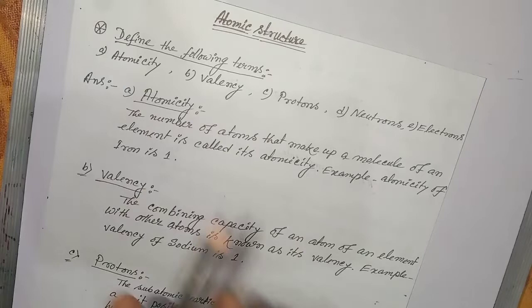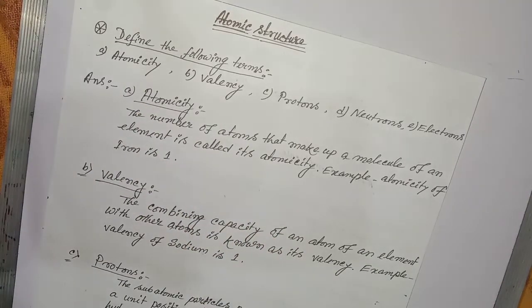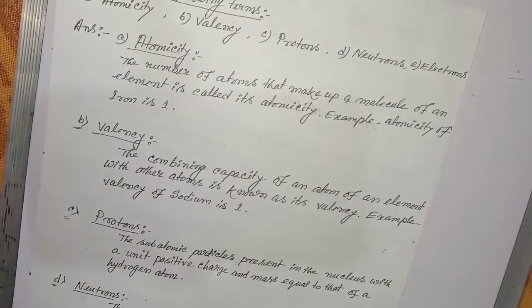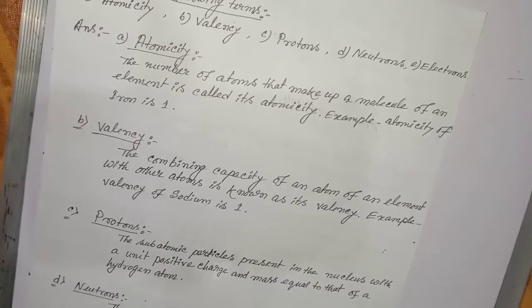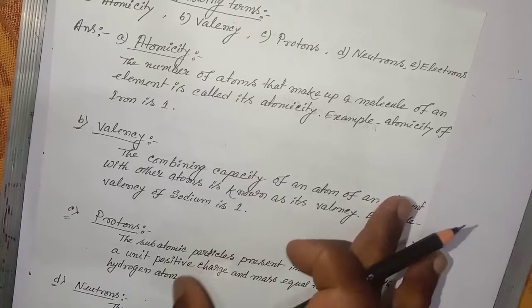Now define the following terms. Atomicity: the number of atoms that make up a molecule of an element is called its atomicity. For example, the atomicity of iron is 1. Valency: the combining capacity of an atom of an element with other atoms is known as its valency. For example, the valency of sodium is 1.